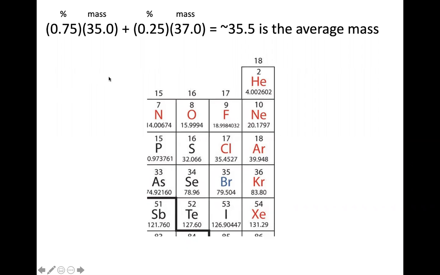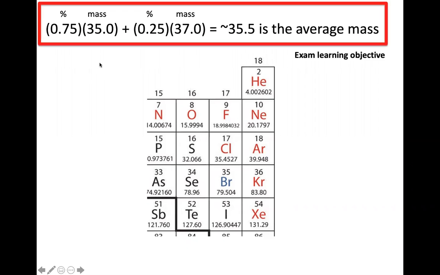Now, being able to set up and do a calculation like that, that's definitely a learning objective. I'm very confident that you're going to have a calculation involving using an expression like this. So let me show you a few different ways. And if you've got a pencil handy, I want you to try to set these up, okay? So here would be an example.